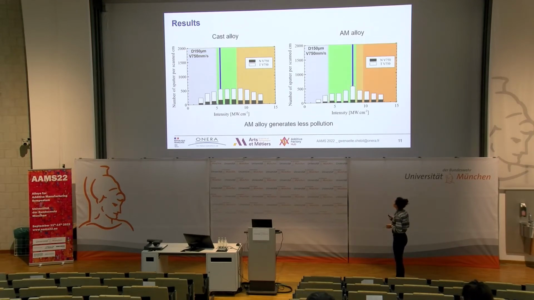So then it's again a comparison between the cast alloy and an alloy designed for additive manufacturing. We can see that again the maximum is at the transition here, and we can also see that the alloy designed for additive manufacturing seems to generate less pollution, so less spatter generated, but most of all less harmful spatter, which could be great for the process.